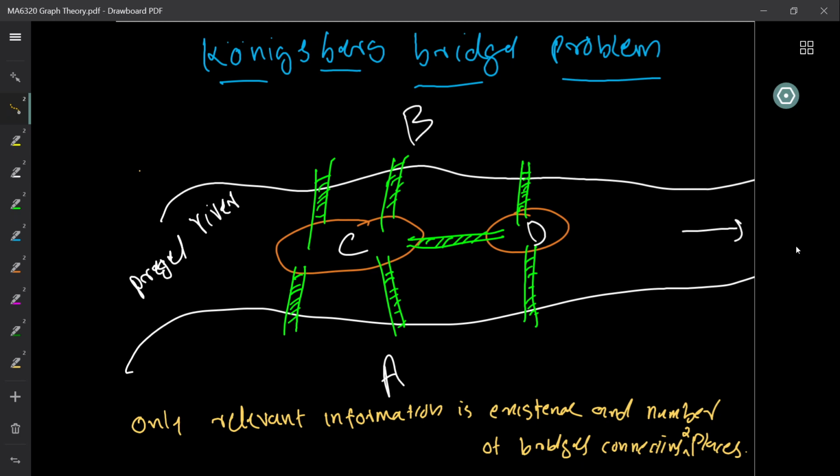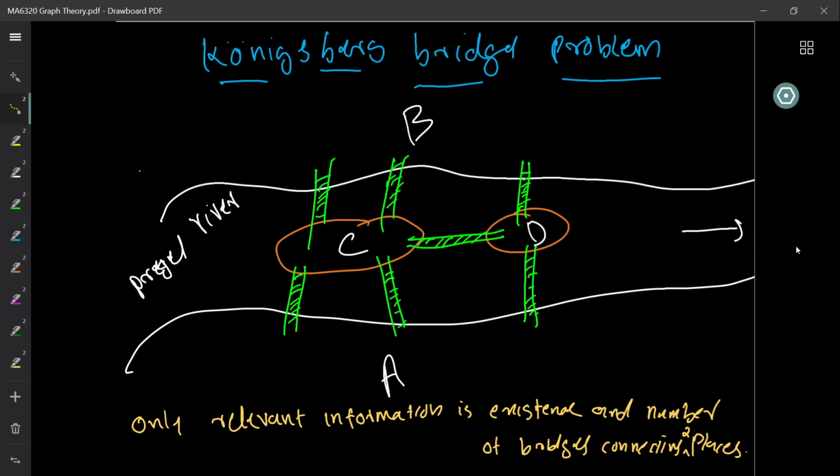Now the story says that one is asked if it is possible to go through all the bridges exactly once and come back to the starting place, or at least if you can start from some place and go through every bridge exactly once without using any other modes of transport. Just walk through the bridges. So these are the 7 bridges that are given.